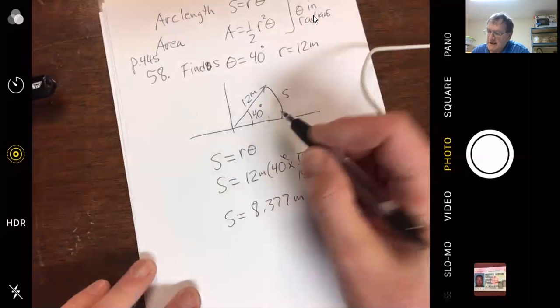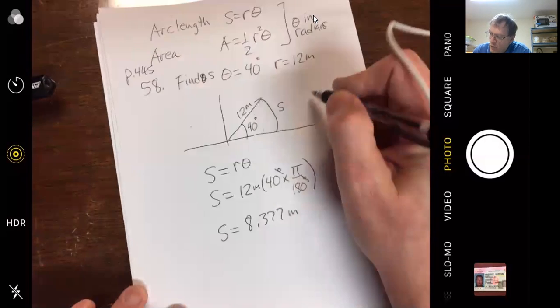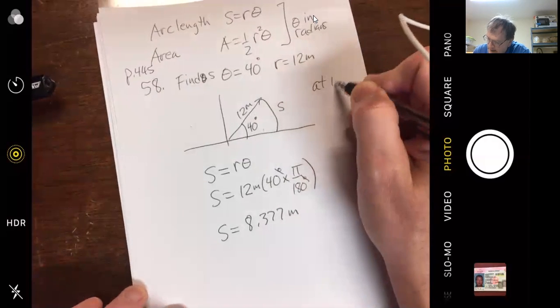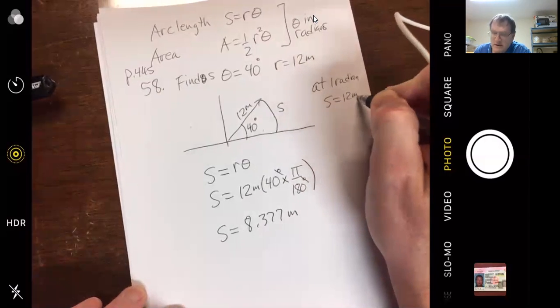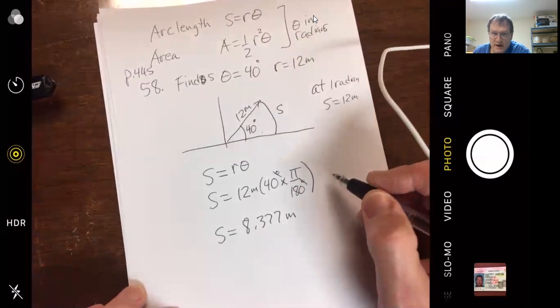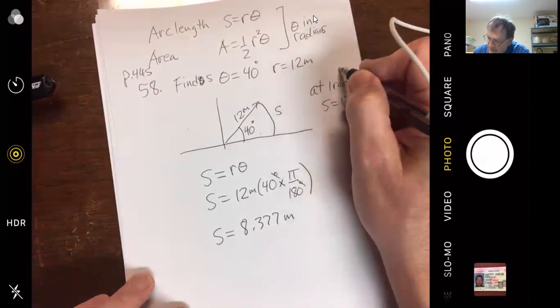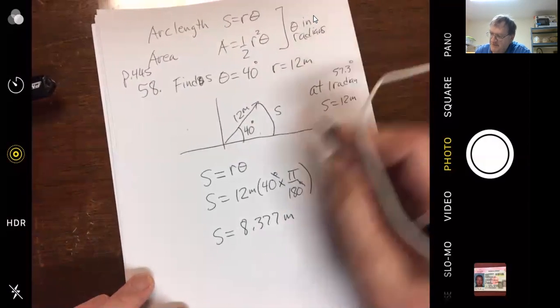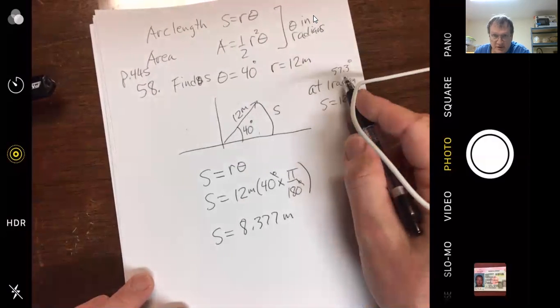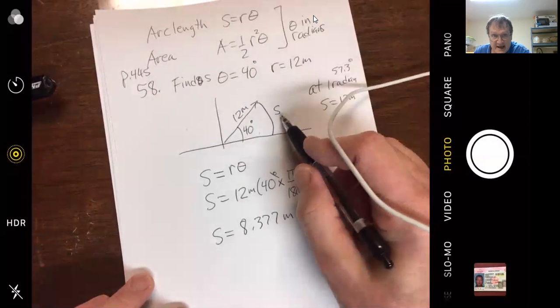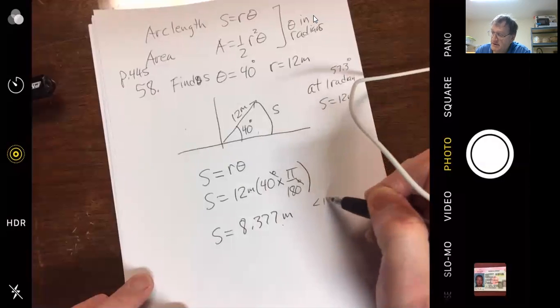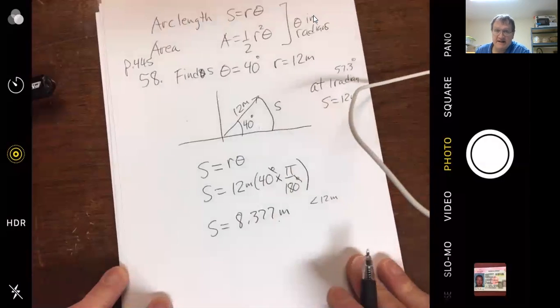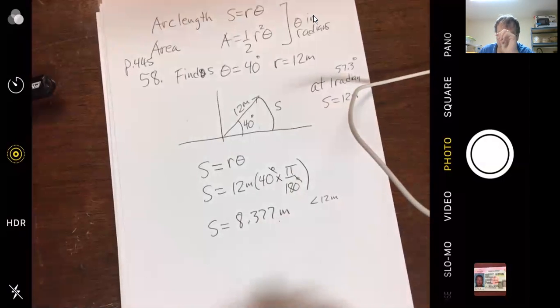Okay, notice it's less than 1 radian. Remember, at 1 radian, the S would equal 12 meters. So 1 radian would be, remember, 57.3 degrees. So you see how 40 degrees is less than 57.3? So that's going to make the S less than 12, which it is, less than 12 meters. Again, perfect sense to me.